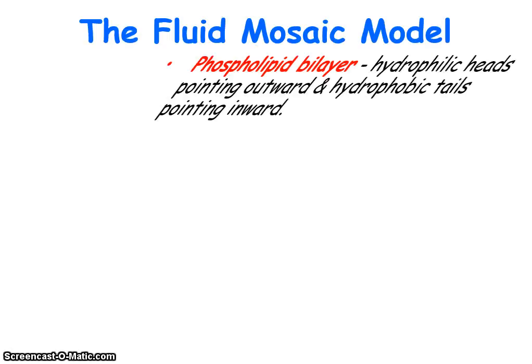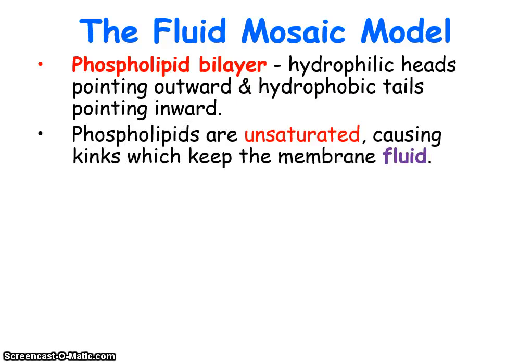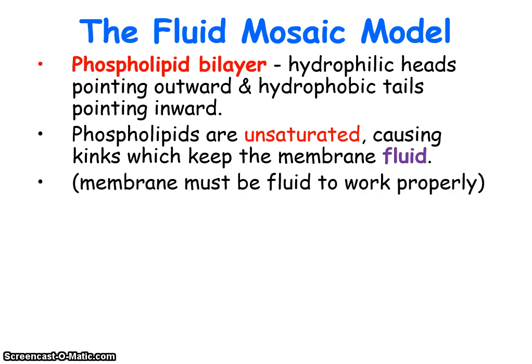Okay, so the fluid mosaic model, first of all, we talk about the phospholipid bilayer. The hydrophilic heads, remember hydrophilic, water-loving, point outwards towards the extracellular matrix, and in the second layer they point in towards the inside of the cell. The tails are hydrophobic, water-hating, so they face each other in the bilayer. Also, remember it's called the fluid mosaic model because the phospholipids are unsaturated. That means they have double bonds, and whenever there are double bonds, that causes kinks in the membrane, and that's where the fluid part comes from.